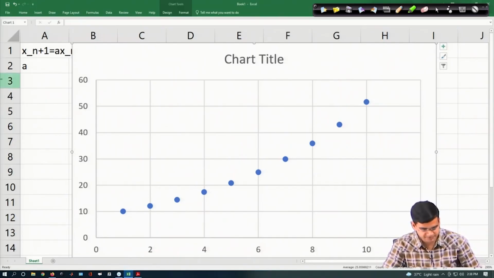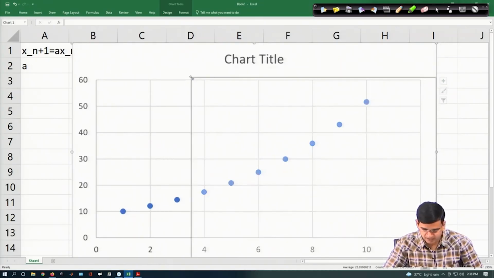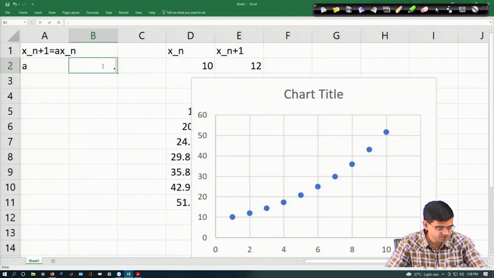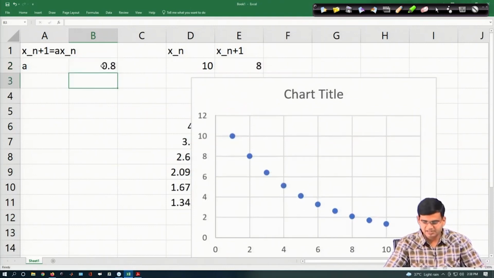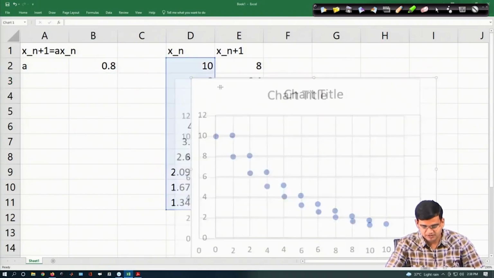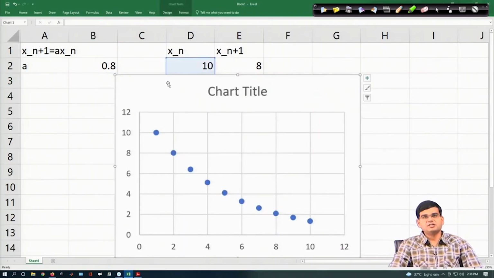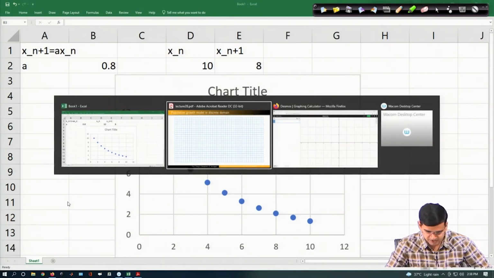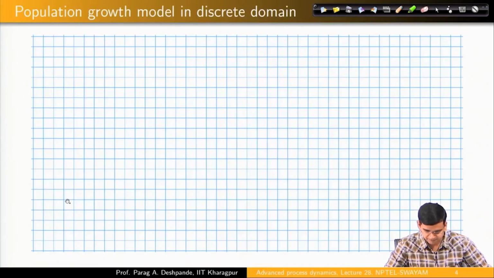Now, I do one thing, I make this parameter from 1.2 to 0.8 and see what happens. This is what's happening here. You start with an initial population and the population comes down. So, what is going on here? What is going on here is something which can be understood like this.